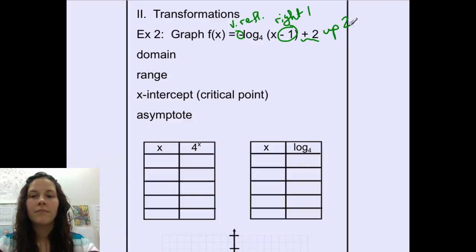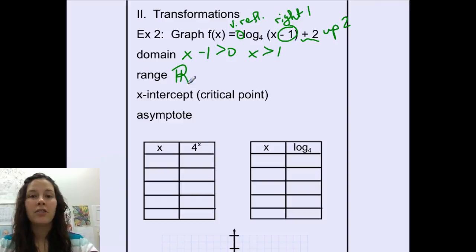Domain of a log function: you can't take the log of a negative or a 0 because you don't get an answer of negative or 0 from an exponent. So we set what we're taking the log of to be greater than 0. Solving for x by adding 1 to both sides, our domain is x needs to be greater than 1. Range, flipping that around from the exponentials, because the domain of an exponential is all real numbers, the range of a log will be all real numbers.